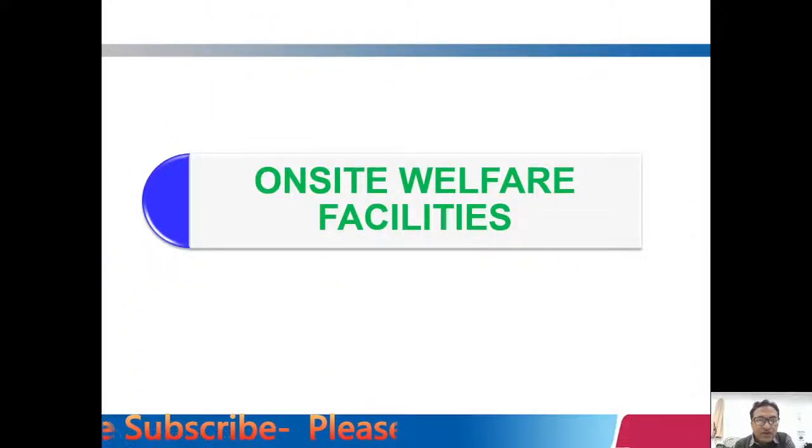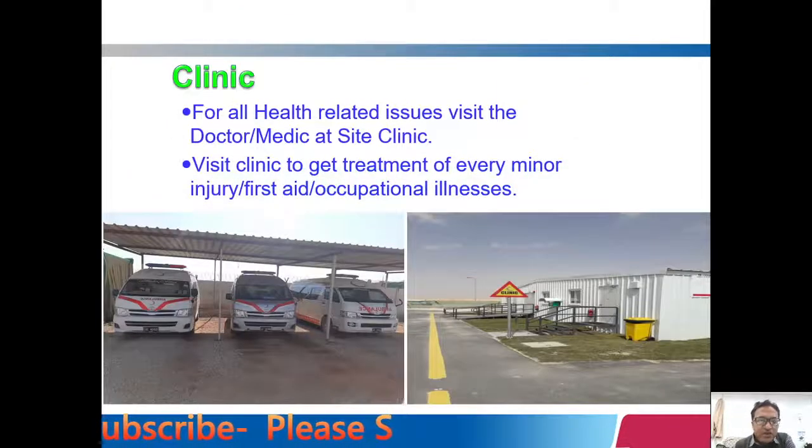On-site welfare facilities: you don't have to be worried, because we have a clinic set up and we have ambulances. If any emergency happens on site related to medical or fire, we can mobilize these ambulances. We can visit the clinic on a regular basis. If someone is not feeling well, or has a minor or major injury, they have to report and get treatment from the doctor available in the clinic.